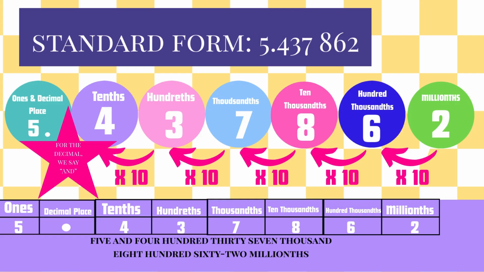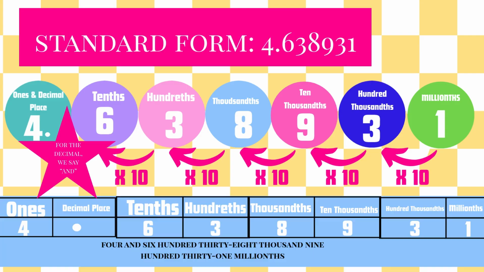To express this in word form, we would say 5 and 437,862 millionths. We read the decimal portion as a complete number and then identify it by the place value of the rightmost digit. Let's practice with another number.